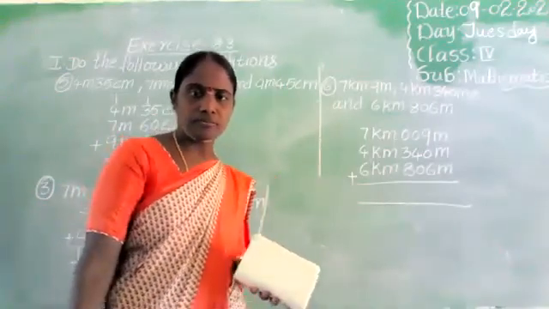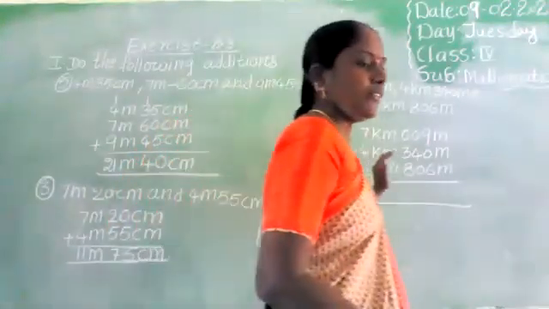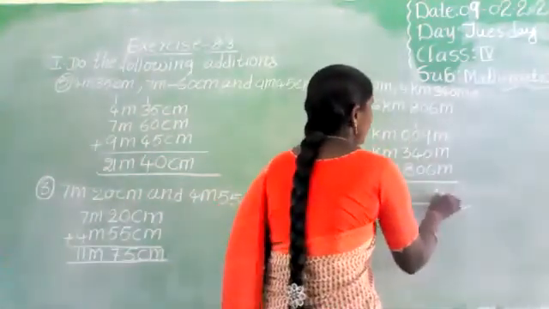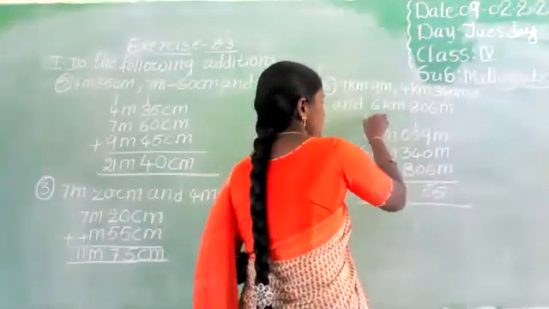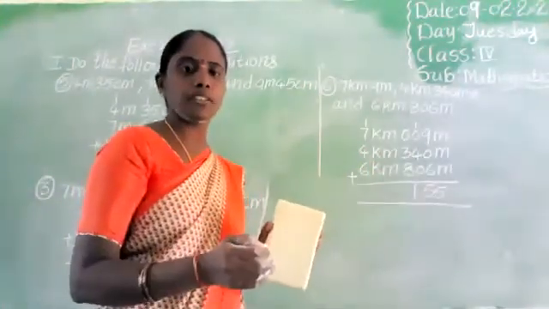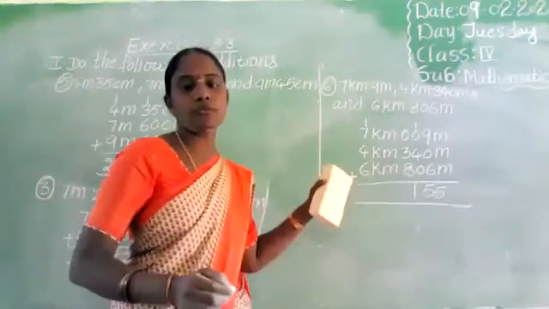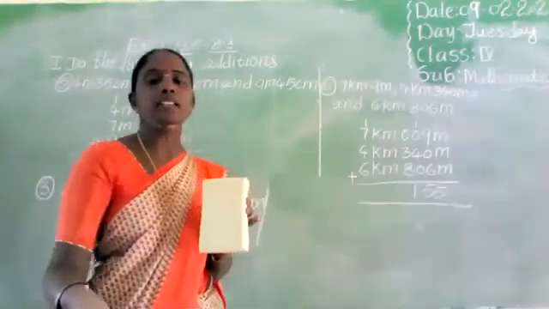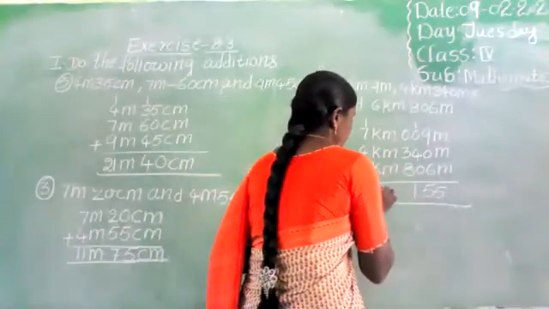Vignesh, wrong. 9 plus 6 is 15. 1 carry, write 5 here. Next, 4 plus 1 is 5. Next, 8 plus 3 is 11. 11 plus 0 is nothing but 11 only. Okay. Next, 7 plus 1, 8. 8 plus 4 is 12. 12 plus 6 is 18. Now what is the answer? 18 kilometers, 155 meters.